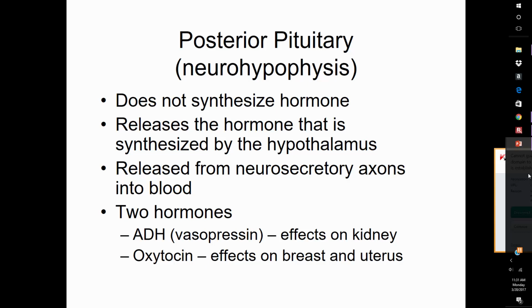So there are neurosecretory axons that start in the hypothalamus, project down through the stalk of the pituitary into the posterior pituitary, and that is where the hormone is released into a vascular system. And as I mentioned previously, there are 2 hormones that are processed in this way. One is ADH, also called vasopressin, that has its effects on the kidney. And the second is oxytocin, which has its effects on the breast and the uterus. And we'll be talking about this hormone when we get to reproduction.